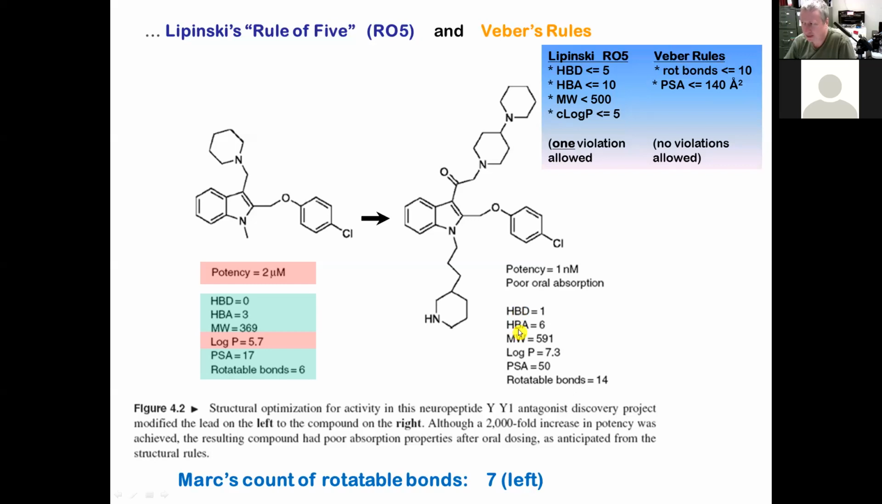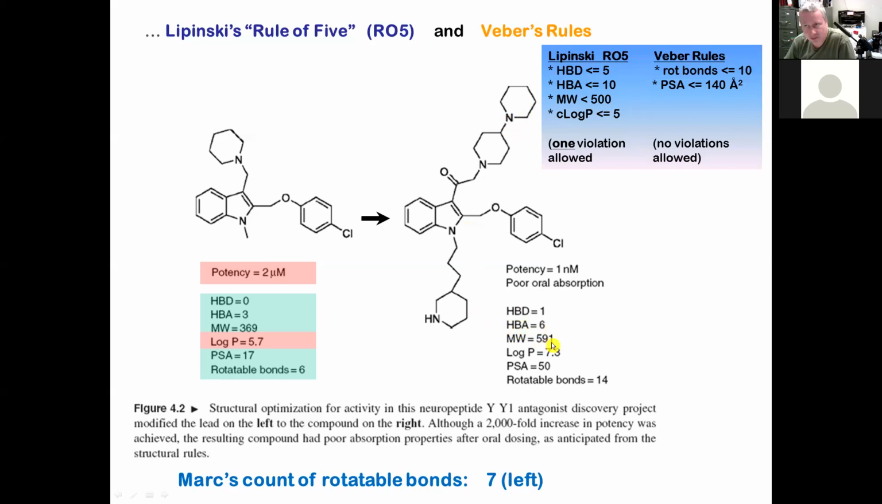Hydrogen bond acceptors, now there's actually 6. So that is also in compliance. Hydrogen bond acceptors is still in compliance. You see 6? 1, 2, 3, 4, 5, 6. Good.